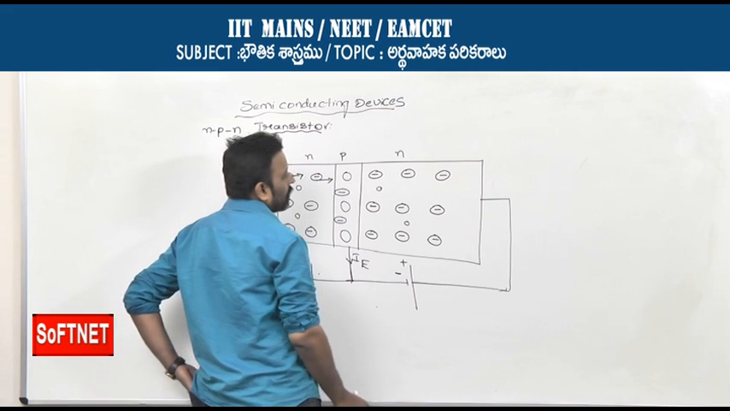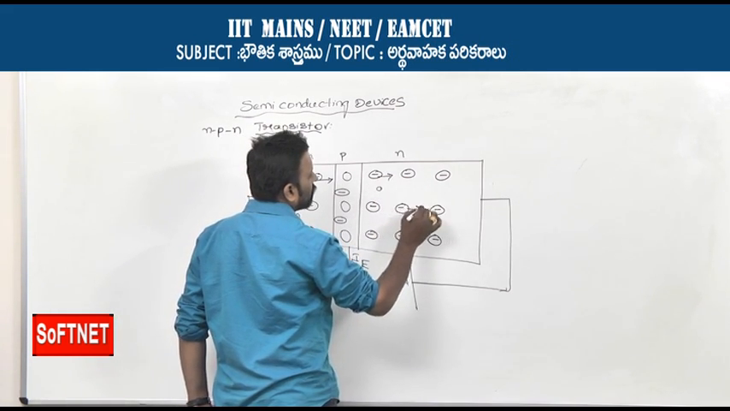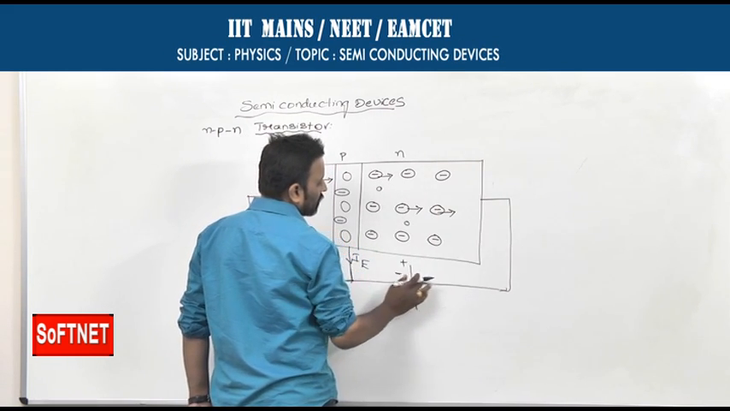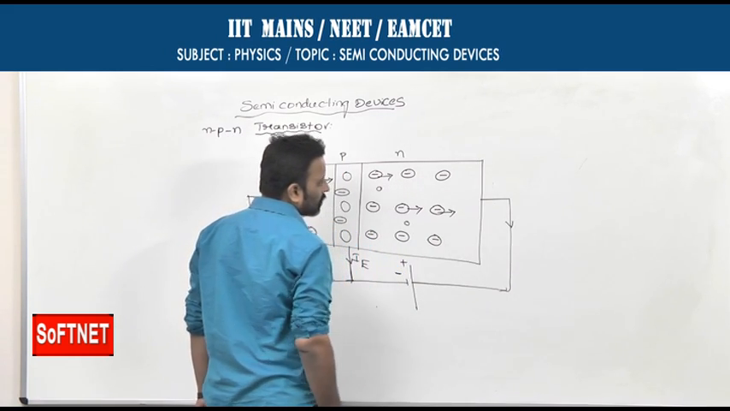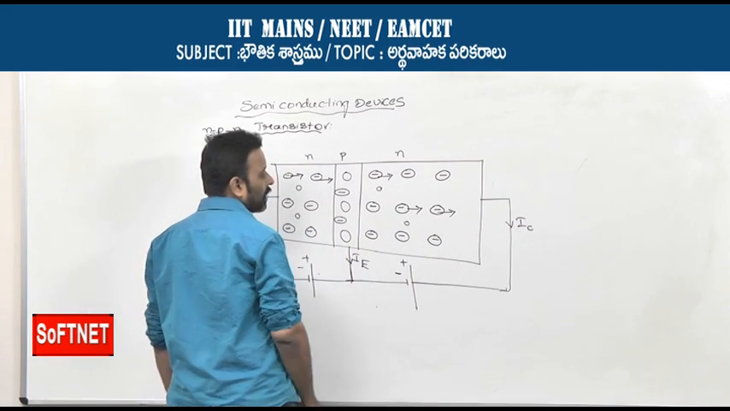Now, a large number of electrons are present here in this collector n-type. All these electrons are attracted by the positive polarity. These electrons move towards the positive terminal, giving a large collector current IC.